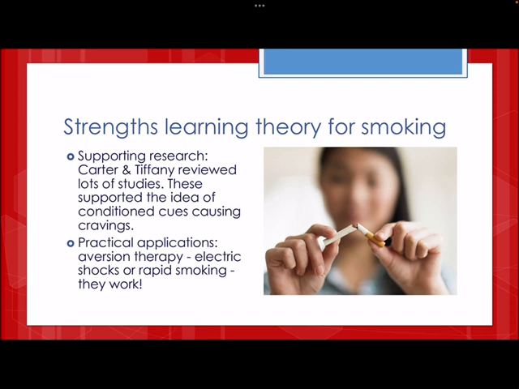The other strength for learning theory of smoking is practical applications. You can use this knowledge about these conditioned cues to do what's known as counter conditioning, and that's something called aversion therapy, where you use the theory of conditioning to make a more negative association with smoking. So basically, you use something called rapid smoking, which makes people throw up by smoking lots and lots of cigarettes really quickly. And then, therefore, they have a negative association with smoking.